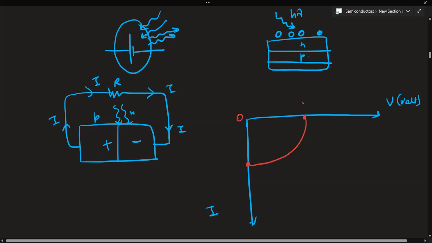It is 0. So when current is 0, what kind of circuit is it? No current is flowing, so it is an open circuit. Abdullah, whenever we have no current, the circuit behaves as an open circuit.